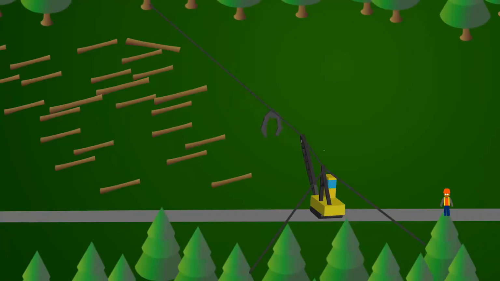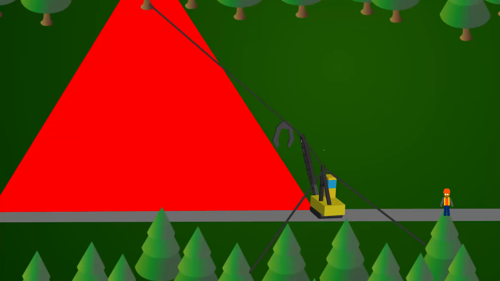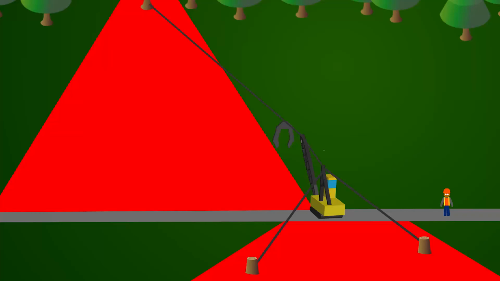In the hillside video, we explained how the cone of danger also affects the landing. People in the landing need to understand the potential for runaway logs. In addition, they need to take into account a danger area created by the guy lines attached behind the yarder.